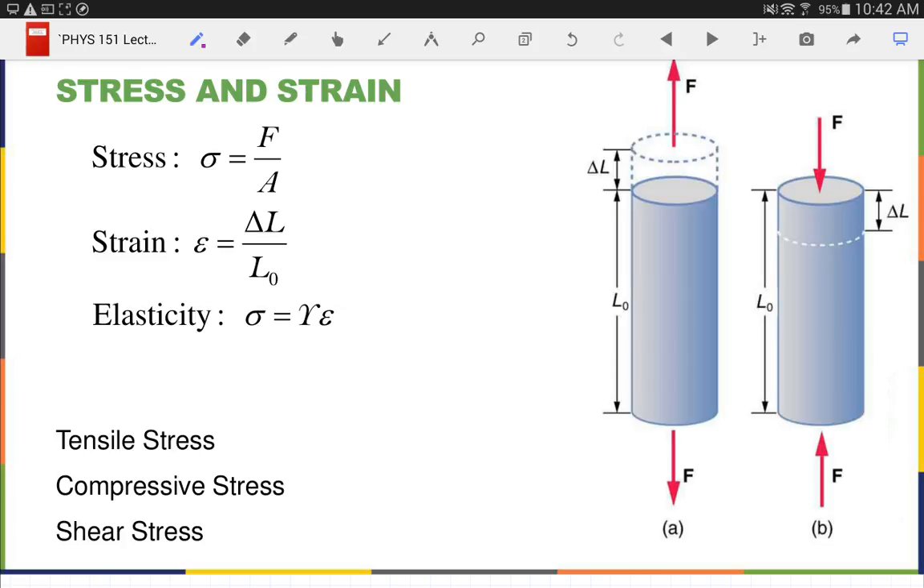Now I have some words here. Stress. It's very funny, I think, to say, yes, stress is that thing you feel when you've got the test coming up, right? It's a relevant but not correct definition for physics. In physics, stress is very simple. Stress is the force divided by the area on which it's applied. So, force divided by area.